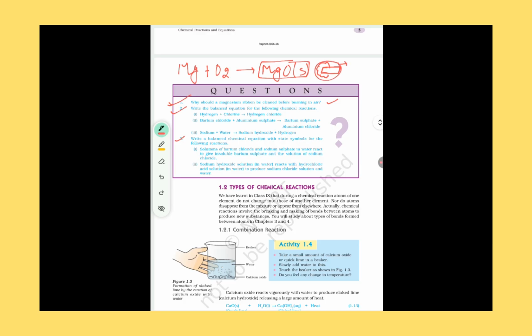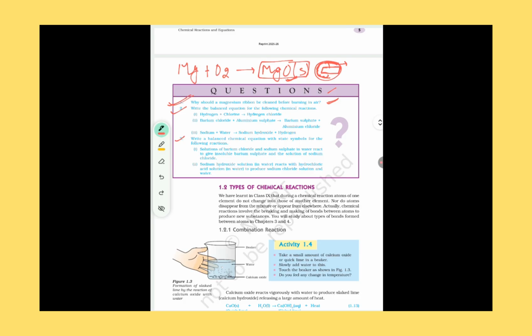A kind of protective layer that will protect the magnesium, and that layer will become a resistance to further oxidation of the magnesium. So when you are going to burn this magnesium ribbon in oxygen, you have to clean it. Cleaning means we are going to remove this protective layer of magnesium oxide so that the magnesium can react further. So this is the reason why a magnesium ribbon should be cleaned before burning in air, so as to remove that protective layer of what?